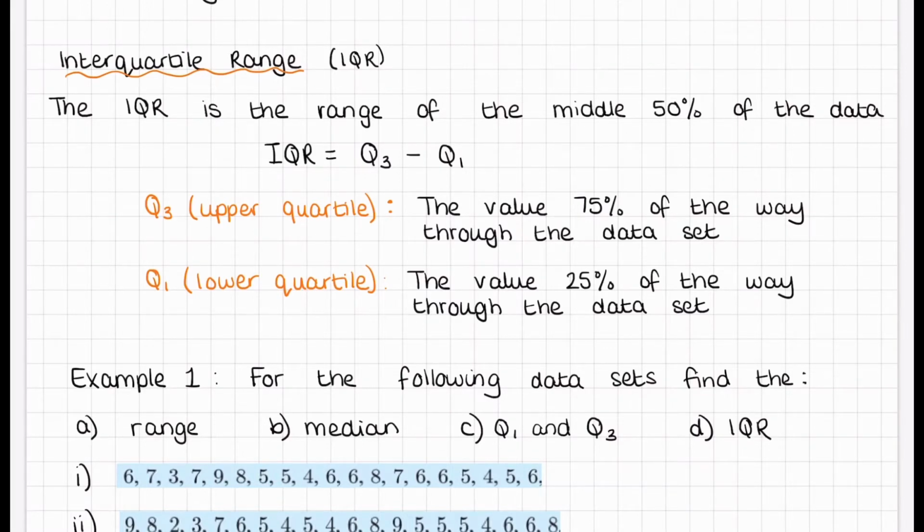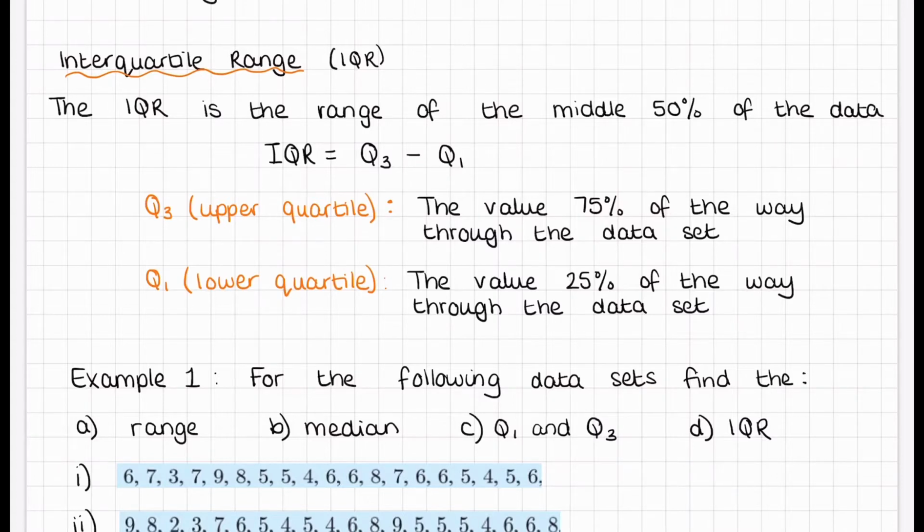Now, quartile 3 is called the upper quartile as well, so sometimes Q3, upper quartile, and it's a value 75% of the way through the data set. Then you've got Q1, which is the lower quartile or quartile 1, and that is a value 25% of the way through the data set.